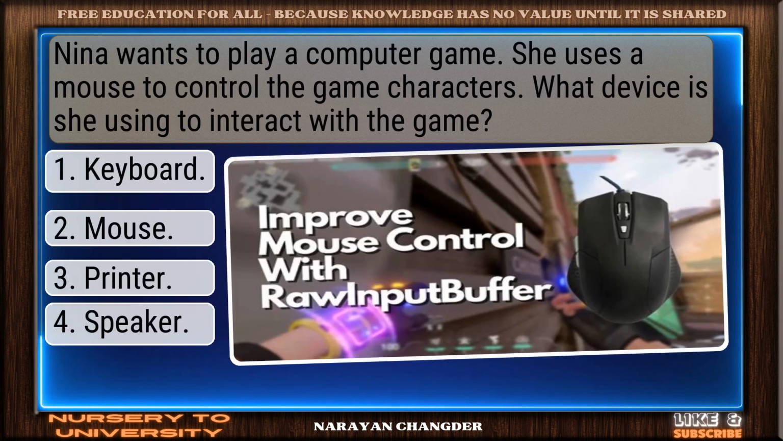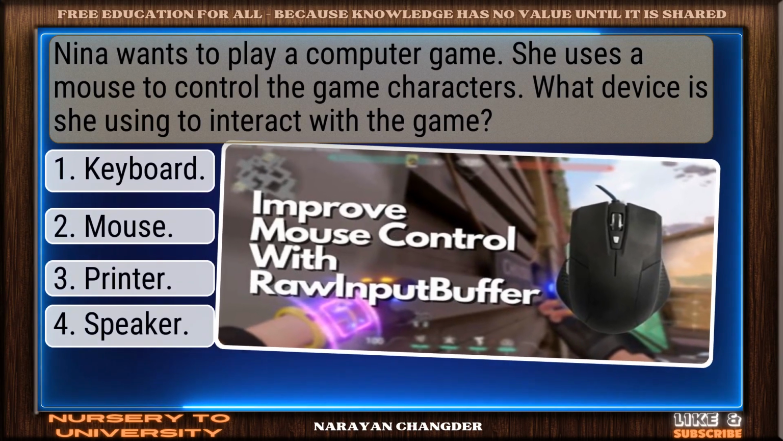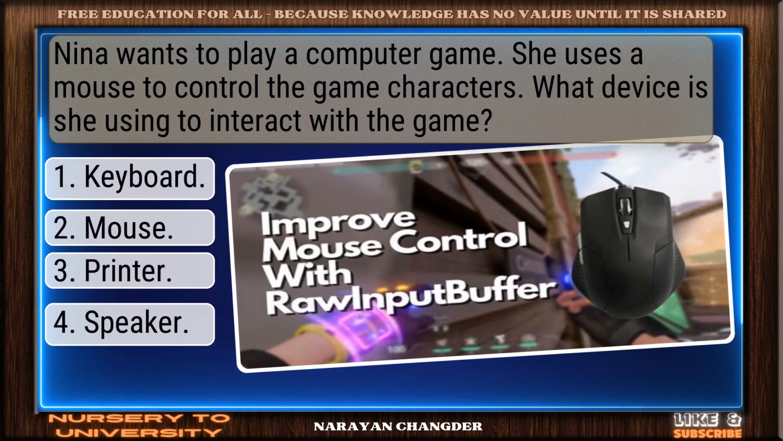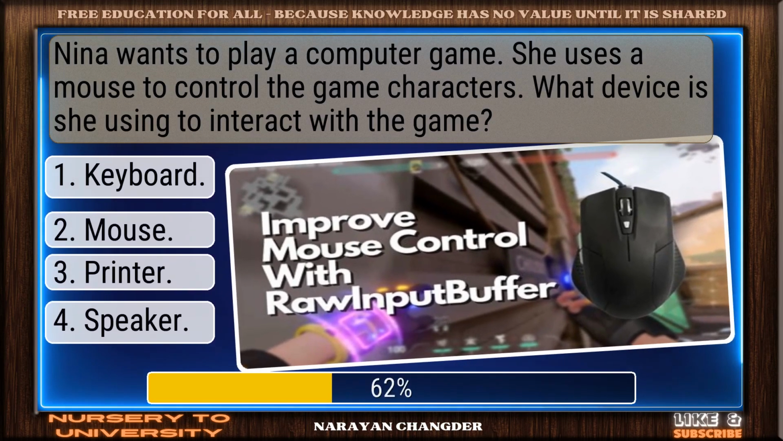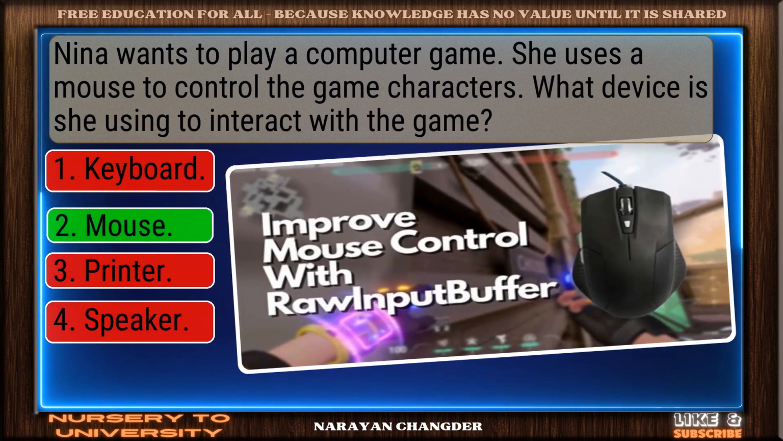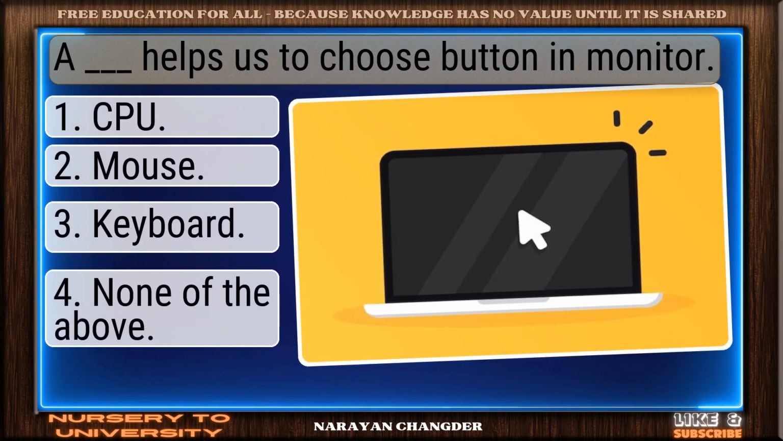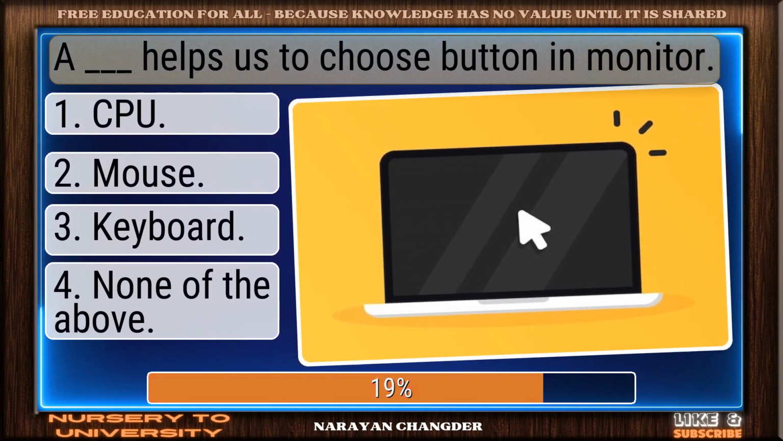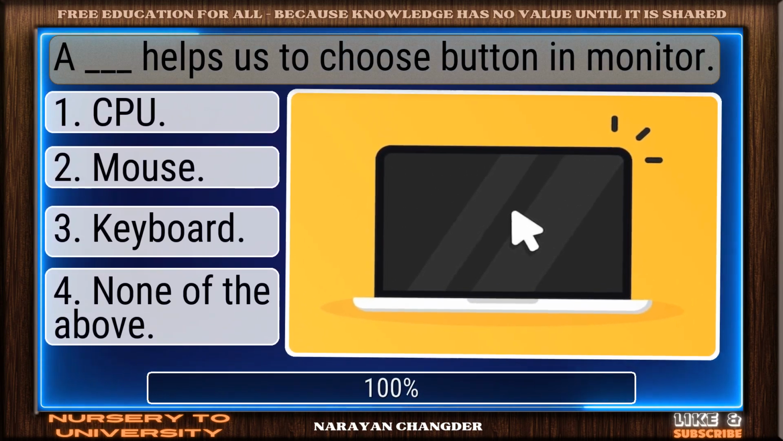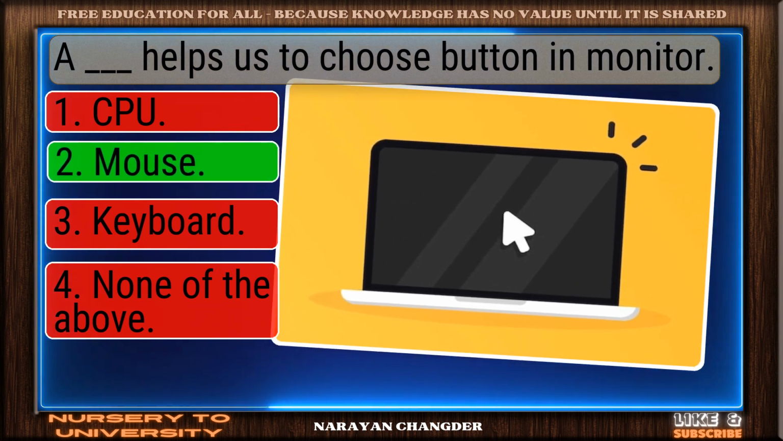Correct. Nina wants to play a computer game. She uses a mouse to control the game characters. What device is she using to interact with the game? Right choice. Mouse is best. A dash helps us to choose button in monitor. You're right. Mouse is correct.